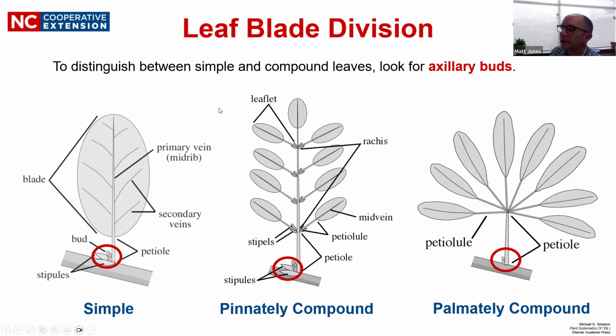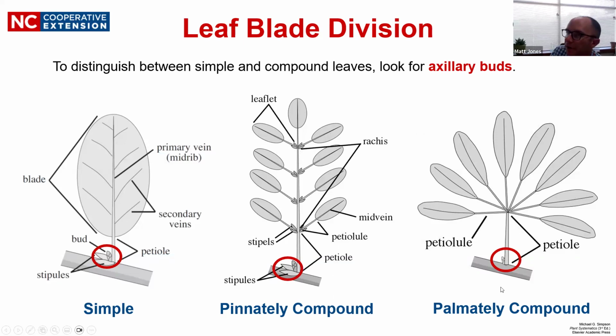How you define a compound leaf, to make sure you're looking at a leaf and not a leaflet, is look for an axillary bud. So true leaves will have an axillary bud at their base. Leaflets will not. So if there were buds here, those would be multiple simple leaves. But because there's a bud here and not at the base of these structures, then it is considered a compound leaf.